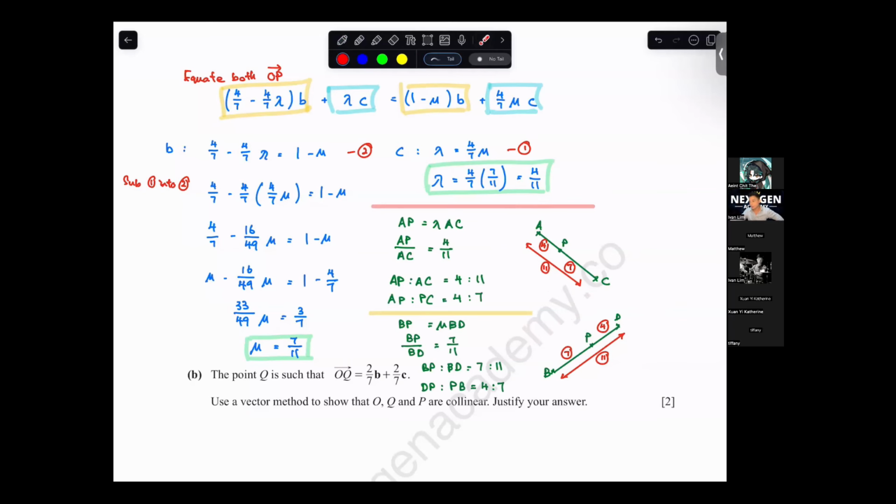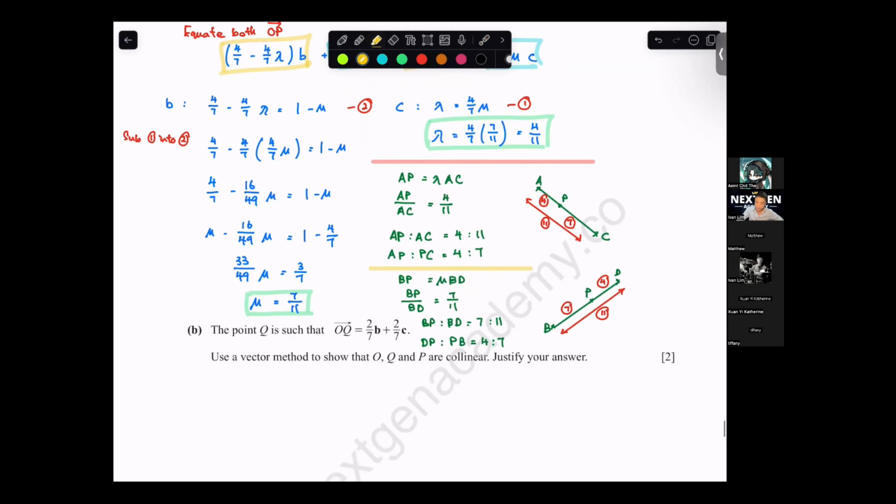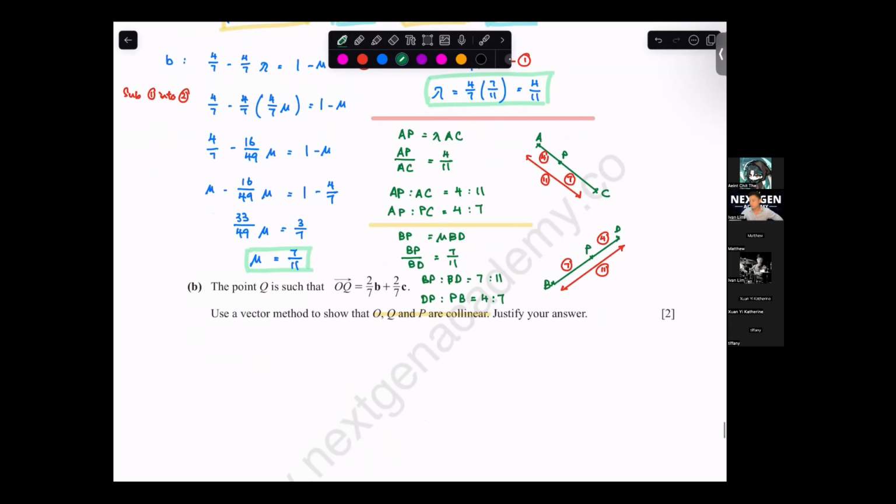All right, let's do one last one before we wrap up today. The point Q is such that OQ equals 2 over 7 B plus 2 over 7 C. Use a vector method to show that O, Q, P are collinear. Justify your answer. What's the meaning of collinear? Collinear means all of them lie on the same line.